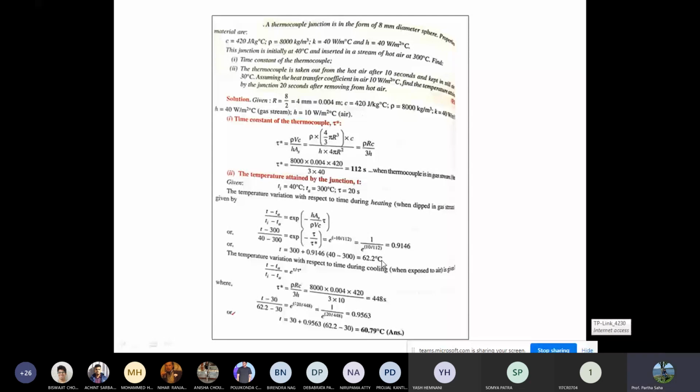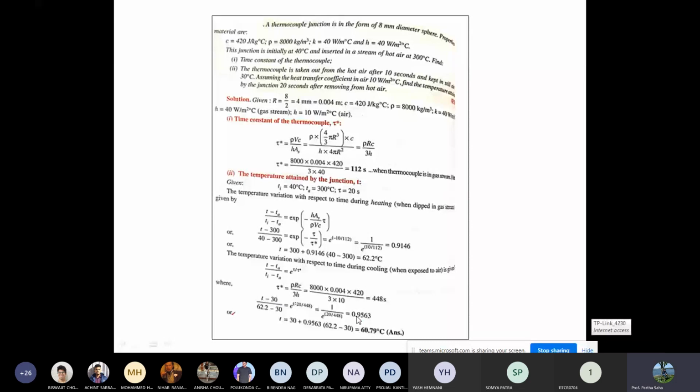Now for the temperature variation with respect to time, again you write this expression. Tau star equals rho R C by 3H, this expression. That is rho R C and 3H. H was given as 10 watt per meter square, so you have to determine tau, that is 448 seconds. So whatever the temperature is, that will be 60.79.